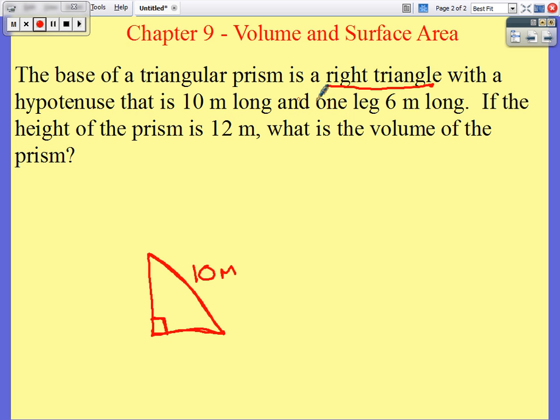That is 10 meters long, and one leg 6 meters long. Now, it doesn't matter which one of these legs I call 6. I'll just call the base here 6. If the height of the prism is 12 meters, what's the volume?